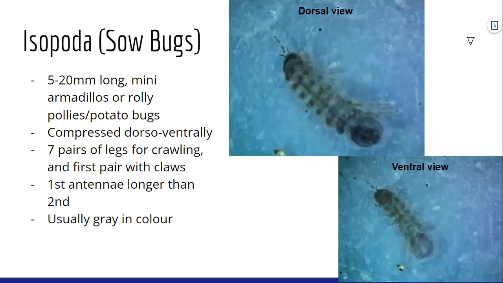Now we'll take a look at the Isopoda or sow bugs. They are essentially the aquatic version of roly-polies or potato bugs, whatever you know those little terrestrial bugs as. So they're like little armadillos. They're compressed dorsoventrally, so from the top and from the bottom. And they have 7 pairs of legs on their abdomen that they'll use for crawling, and the first pair of legs does have claws present on them. They have 2 sets of antennae, with the first always being longer than the second.